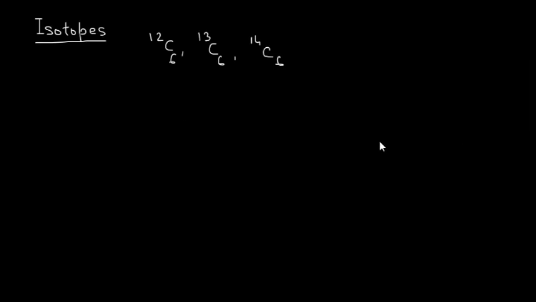Why do they differ in mass? Because in those atoms, the number of electrons is equal to the number of protons, but in the nucleus, the number of neutrons increases. Therefore, due to the increase in the number of neutrons, isotopes are formed. Similarly, we can take the example of nitrogen. It has two stable isotopes, that is 14 and 15.